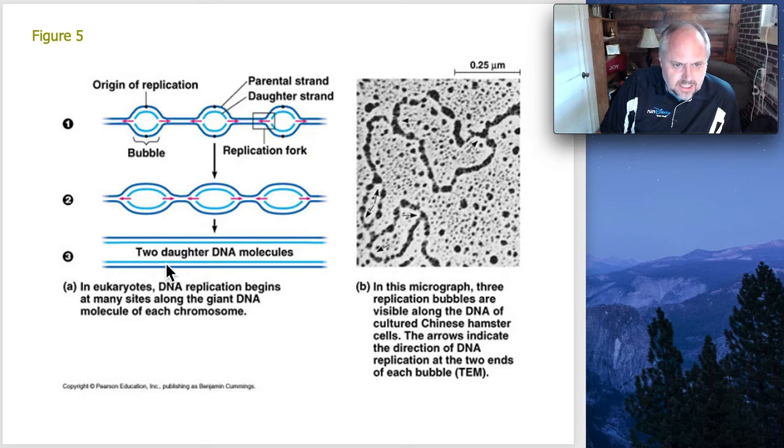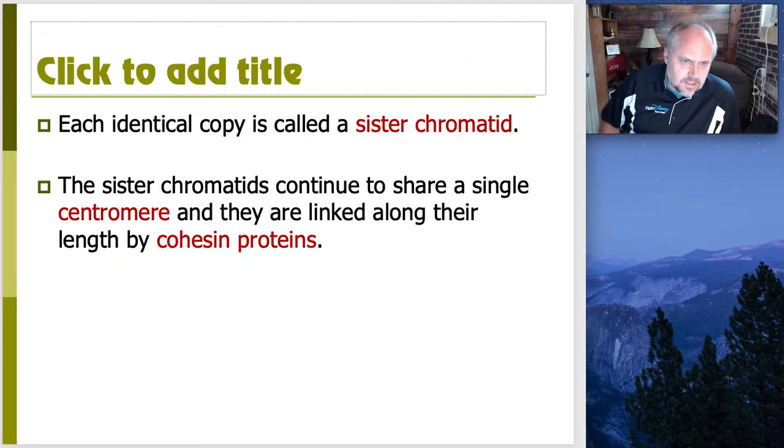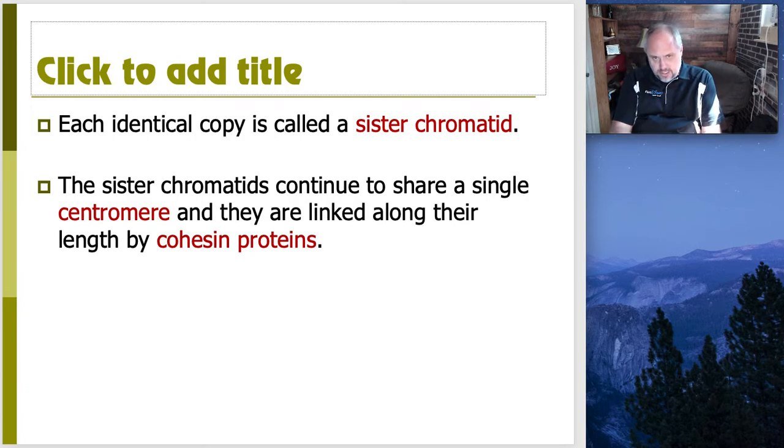So this would be a double helix, this would be a double helix, and in the case of the chromosome, these are what are called sister chromatids. So eventually, we'll clarify this as we go along, but you definitely need to know the difference between a sister chromatid and homologous chromosomes. Those are not the same term.